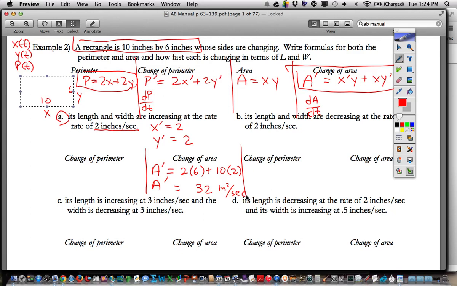where things are changing. Now, there might be some things not changing. In this problem, as I drag this out, everything's changing. Area, perimeter, X, Y, everything's changing. Sometimes things won't change. I'll show you some examples.